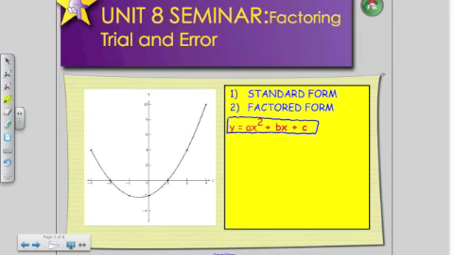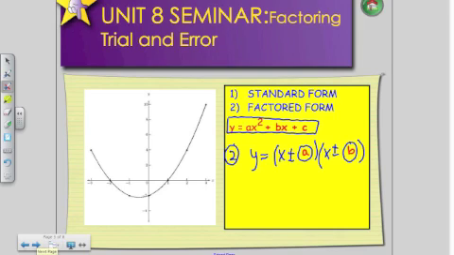The definition of factored form, my equation number 2, is y is equal to x plus or minus a number. Let's call that number a, and x plus or minus another number. We'll call this number a, this number b. That's factored form of a quadratic equation.